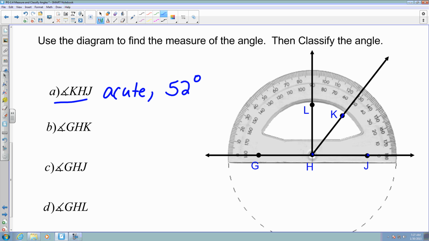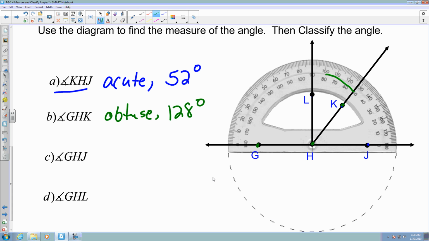Then we look at angle GHK. By looking at that, this is going to be an obtuse angle because it looks like it's greater than 90. And by looking at it now, I'm going to use these marks here to help me measure. It looks like it's in between 120 and 130 degrees. It's leaning towards 130. I'm going to say that's about 128 degrees.